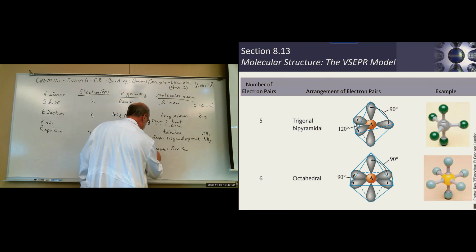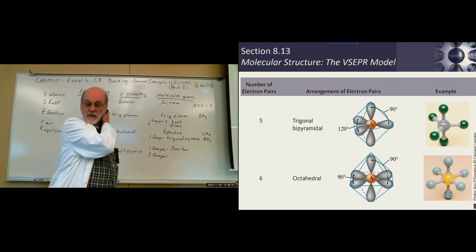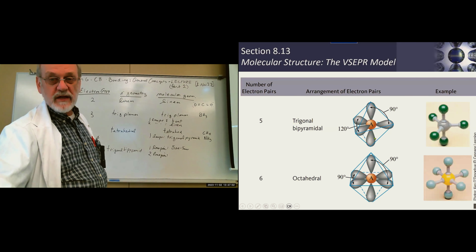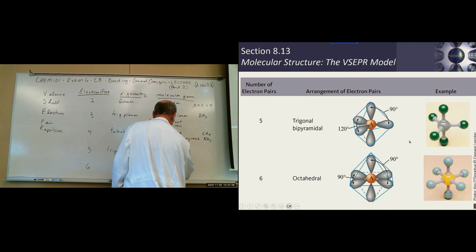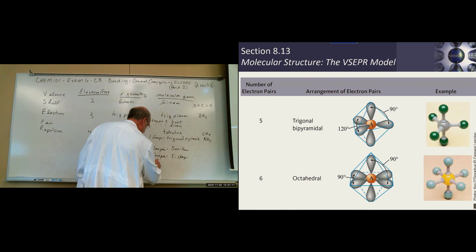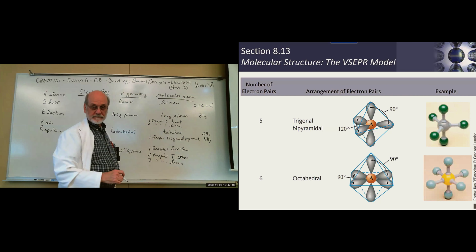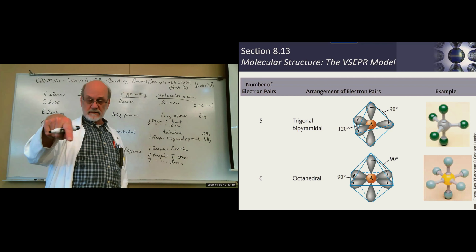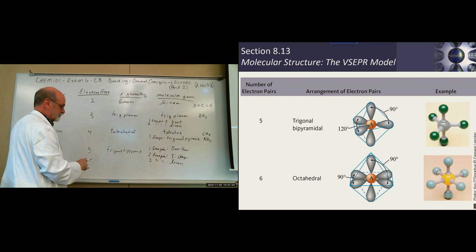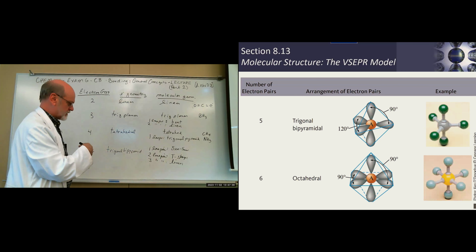If you have two lone pairs, then both of those lone pairs are going to be on the triangle. And now you have a T-shape. If you have three lone pairs, now you're back to linear. Right, because they're all on the trigonal part, and you got a straight molecule now. Okay. There'll be some examples of these later.